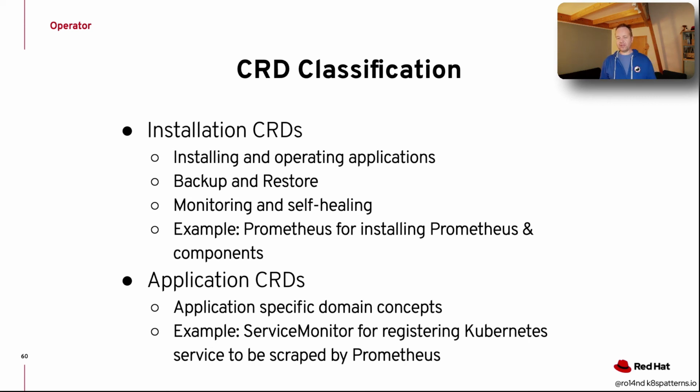Then there are the application CRDs, which are really about application-specific concepts, whereas the installation CRD is really about installing something and taking care that it's constantly running. The application CRD is more about configuring these applications. Another example is the ServiceMonitor, which is there for registering Kubernetes services with Prometheus, so that as soon as you install a service monitor, your Prometheus server will monitor the service which is referenced within the service monitor. Another example could be a Kafka topic, which is available if you use, for example, the Strimzi operator, and this would introduce a Kafka topic in your Kafka cluster.